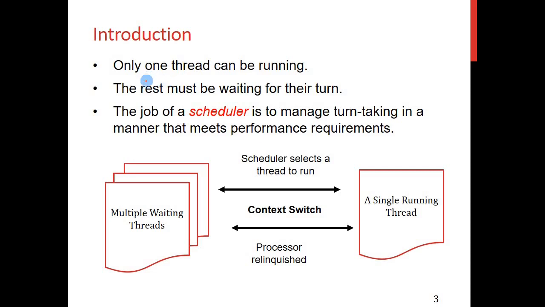From what we have learned so far about multi-threaded programming, we know that with a single CPU in the system, only one thread can be running at any point of time, which means the rest of the threads must be waiting for their turn to make use of the CPU. The person in charge of managing this is the scheduler. The scheduler looks at the multiple waiting threads and selects one of them to make use of the CPU and run, while the rest of the threads wait.